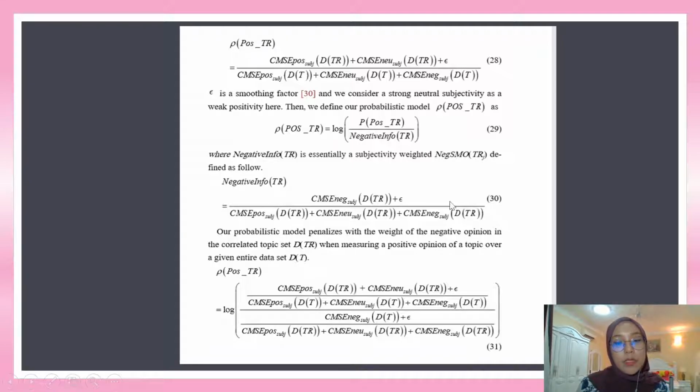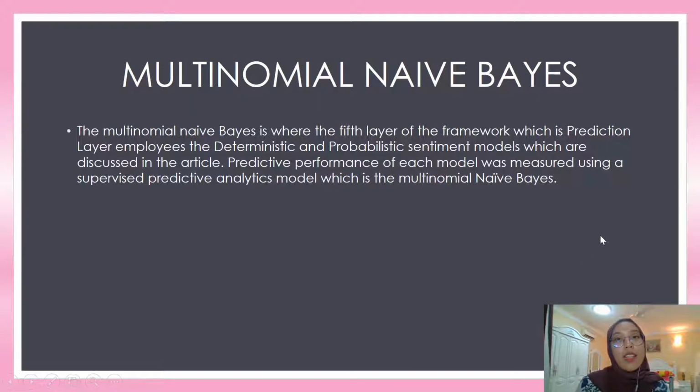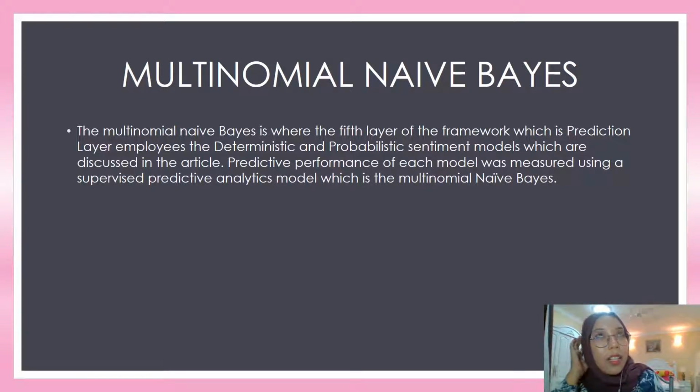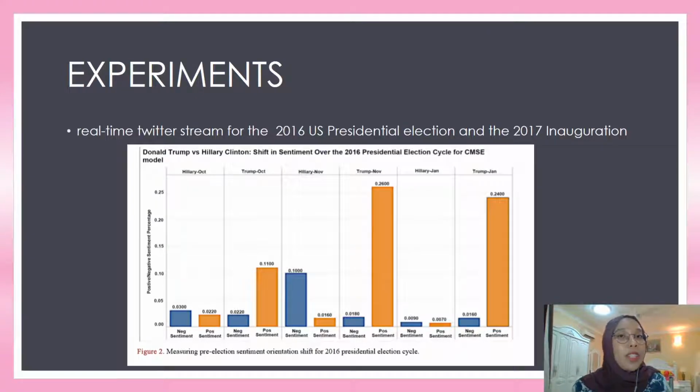Next, the last one is the multinomial naive Bayes. This is where the fifth layer of the framework, the prediction layer, employs the deterministic and probabilistic sentiment models. The fourth layer uses the deterministic and probabilistic models, and the layer on top of it, the prediction layer, employs them, where the predictive performance of each model is measured using supervised predictive analytic models. Okay, so we will proceed with the experiment of the article.